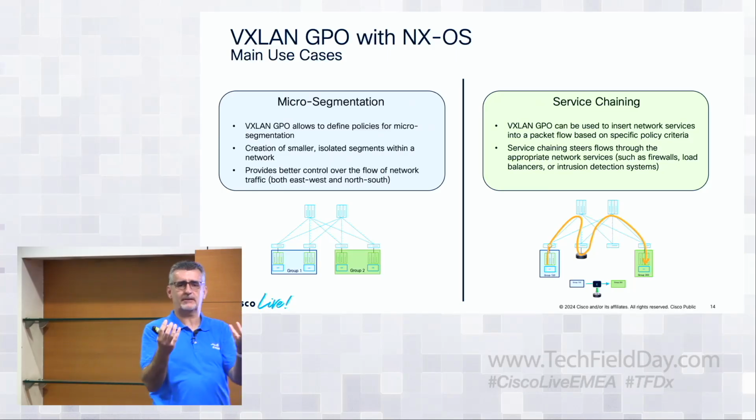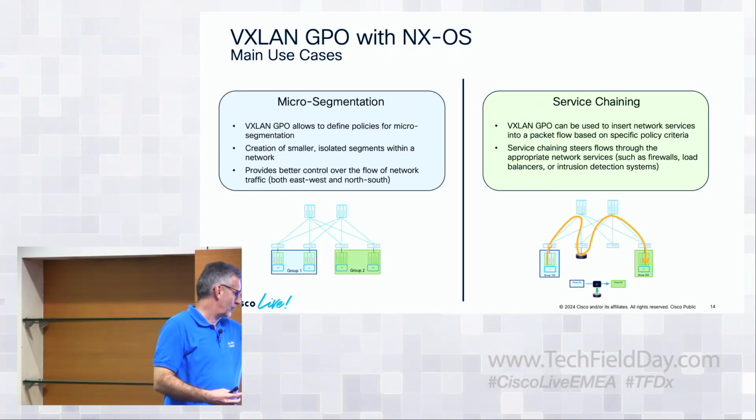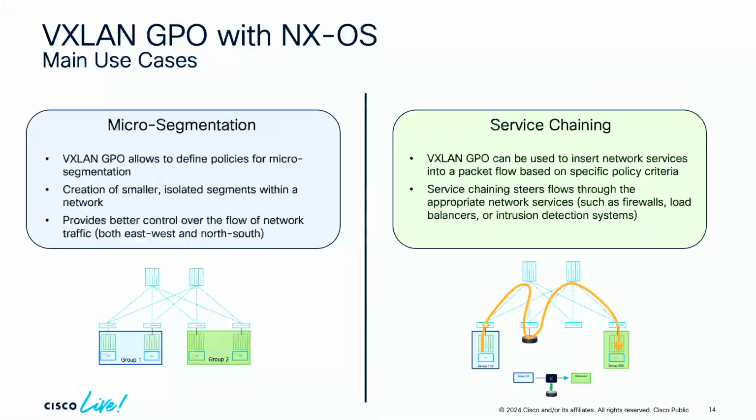So I create a contract and I say group 100, in this example, wants to communicate to group 200. They can never talk directly. I need to send the traffic to a firewall, for example, or a service chain that could be firewall, load balancer, or firewall, IDS, IPS, whatever you want. So it's essentially the policy-based redirection functionality that we have in ACI, applied to standard VXLAN EVPN.